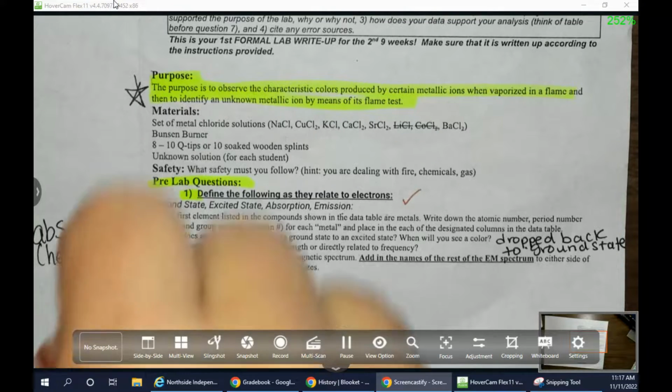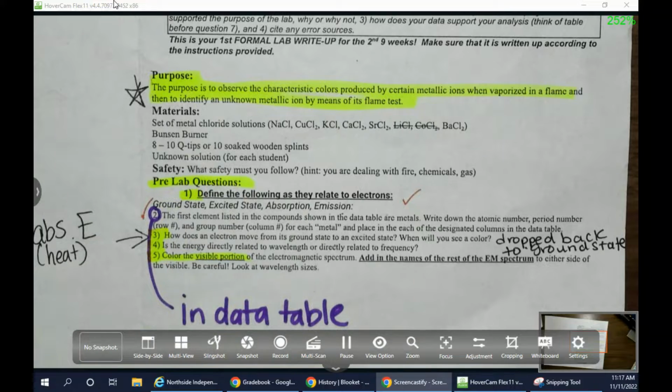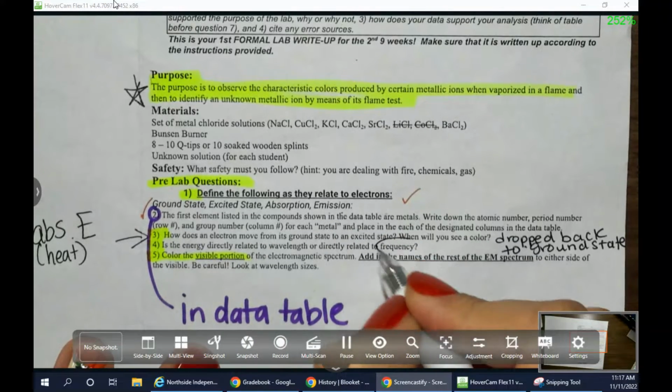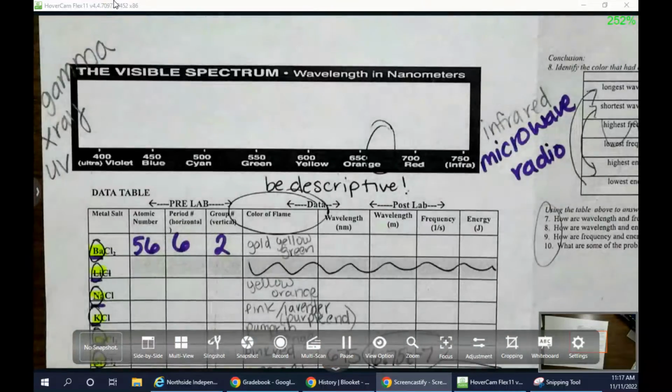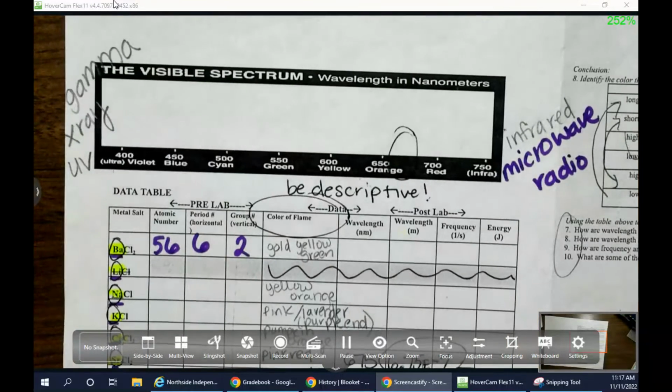All right, number 4, it says, is energy directly related to wavelength or directly related to frequency? It's going to be the frequency, so make sure you wrote that. Then for number 5, you had to color your visible spectrum. So you had to get your color pencils. I have some up front. You want to make sure this is colored in, because most of you who did end up coloring it blended colors, and that was good. That was what I intended. Does anybody have it so I can show the next step real quick? Thank you.